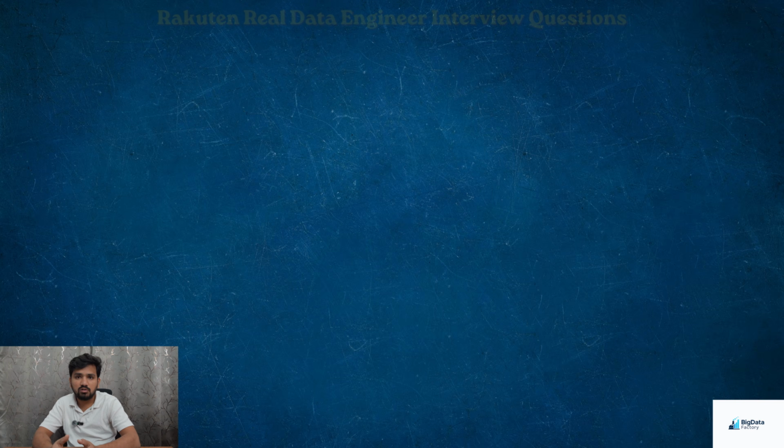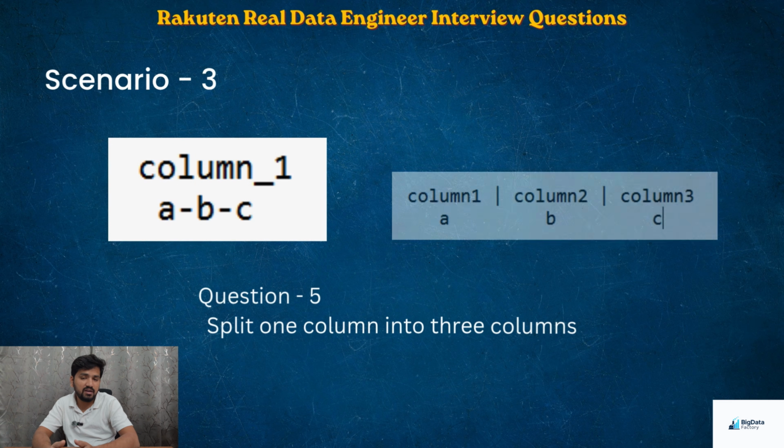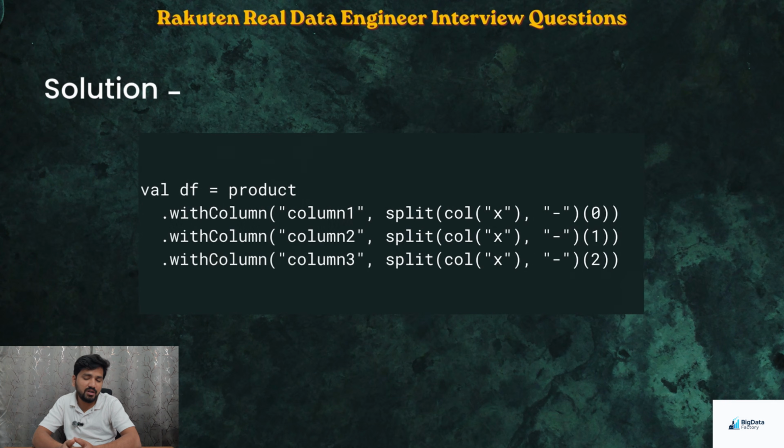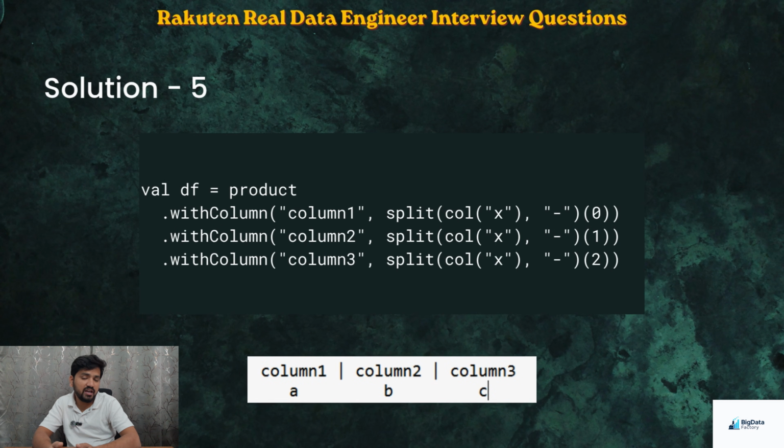Now the next question was a little more practical: string splitting. Suppose the column has A-B-C. The interviewer asked me to split this into 3 separate columns. So here I used the split function. The split function breaks the string based on the delimiter. Here the delimiter is hyphen. So A-B-C becomes A, B, C. So that's how we extract each individual value.